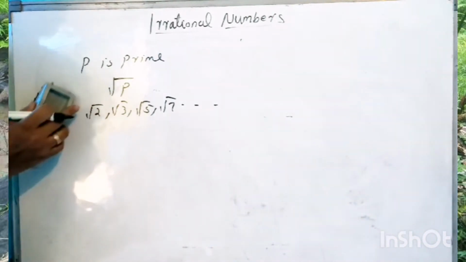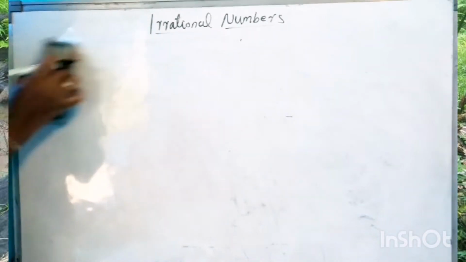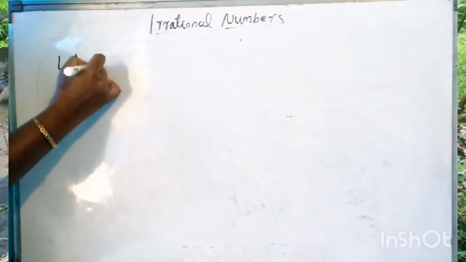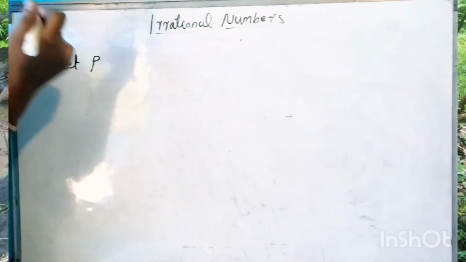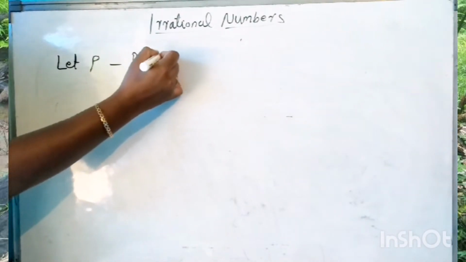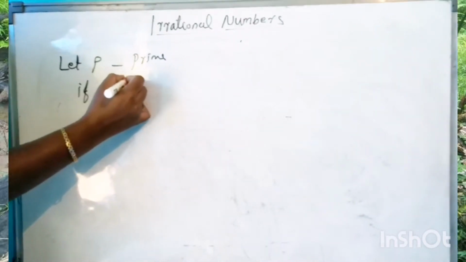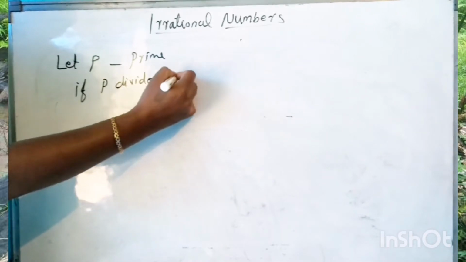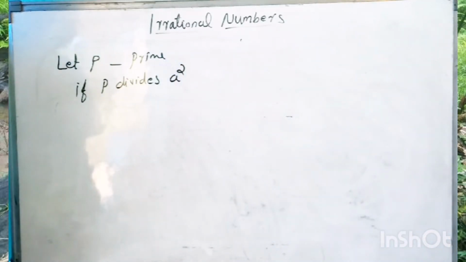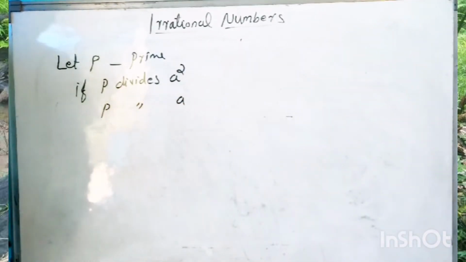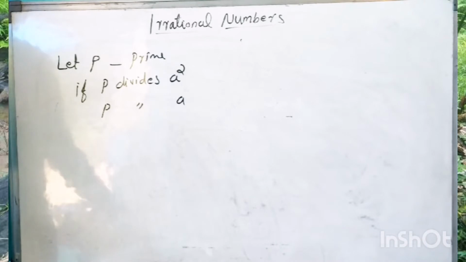Now we are going to discuss a theorem. We have one theorem in this section. The theorem says: let P be a prime number. If P divides A square, then P divides A, where A is a positive integer.